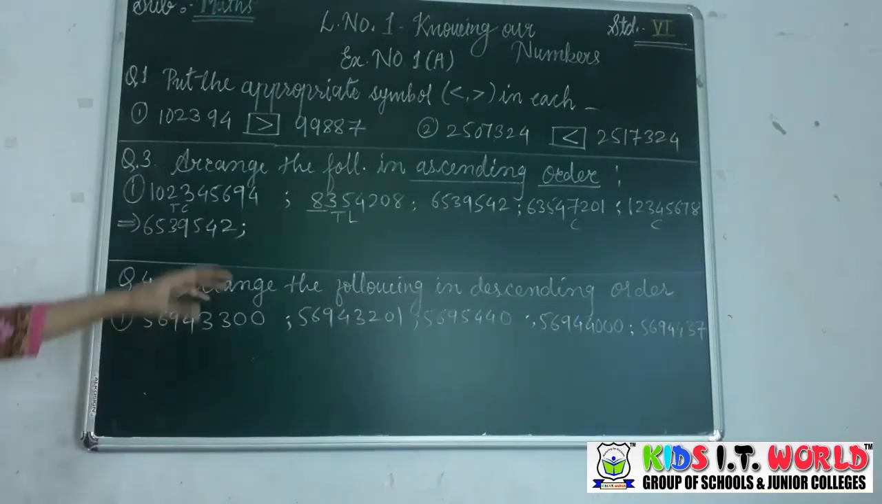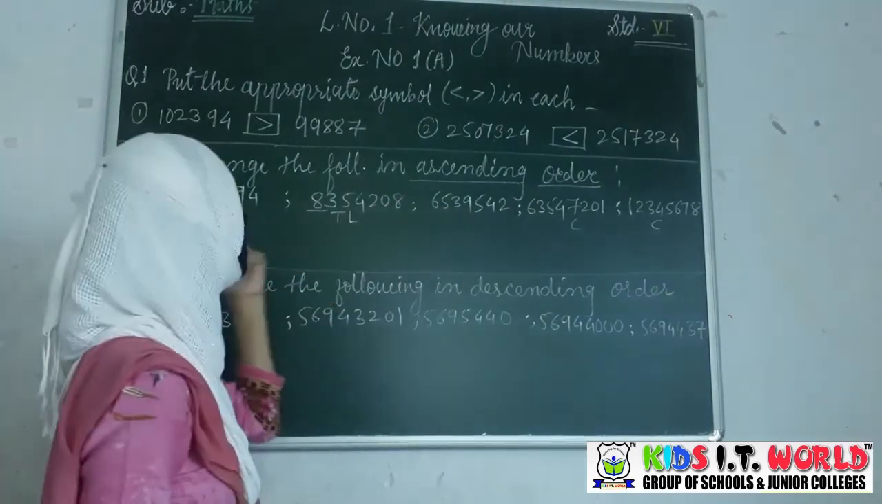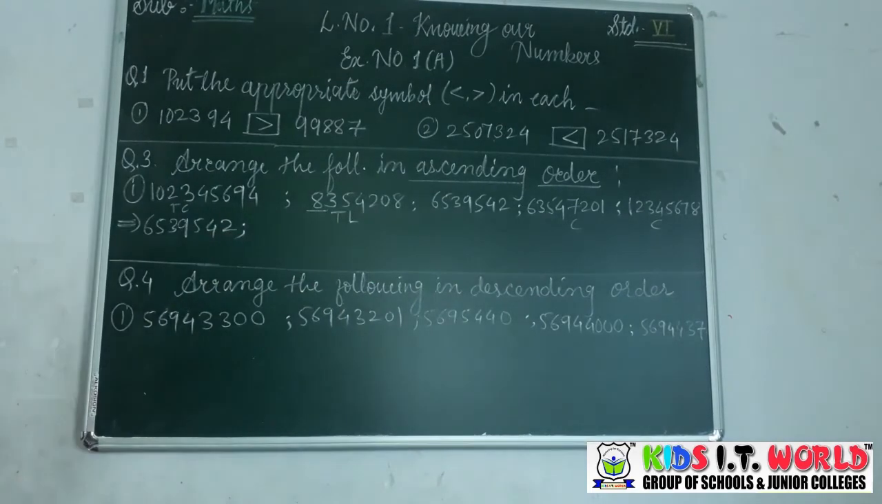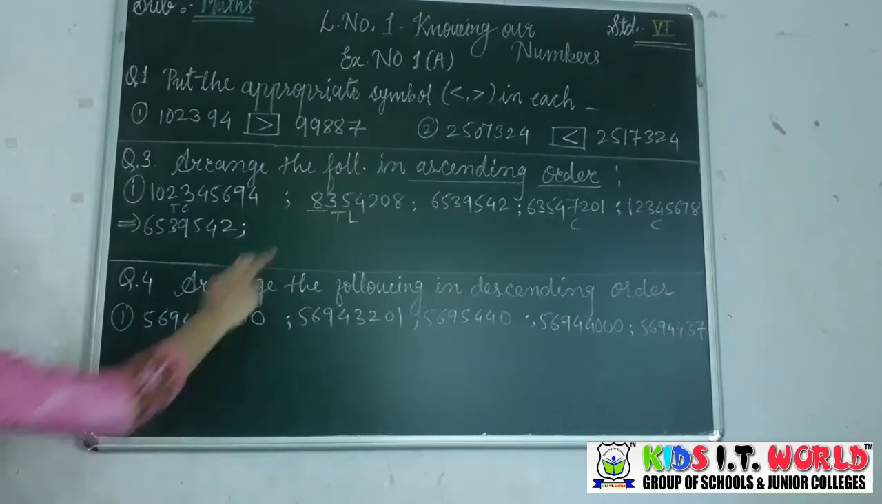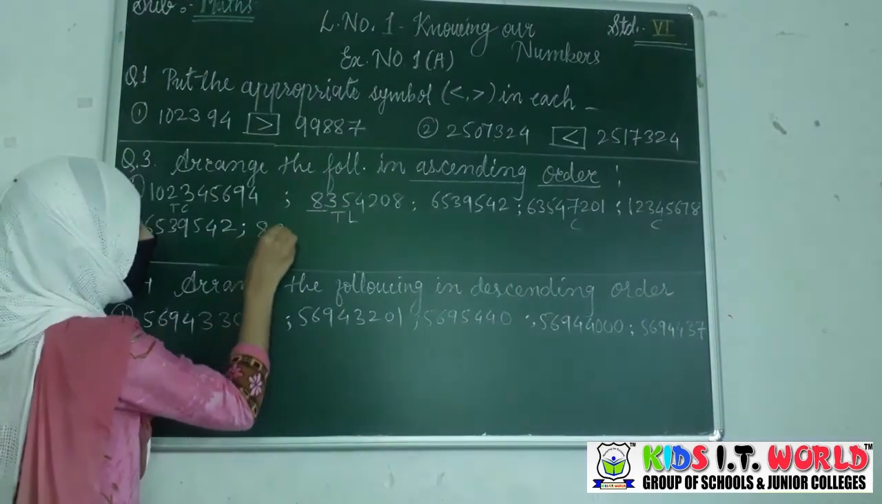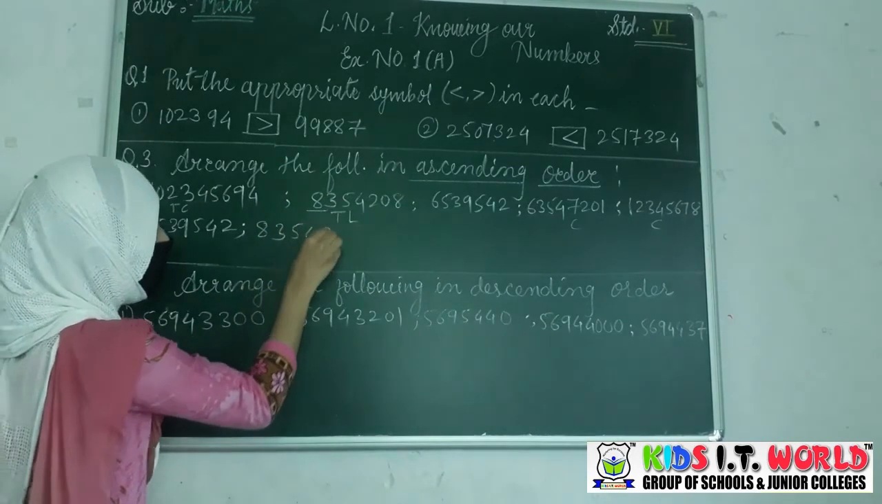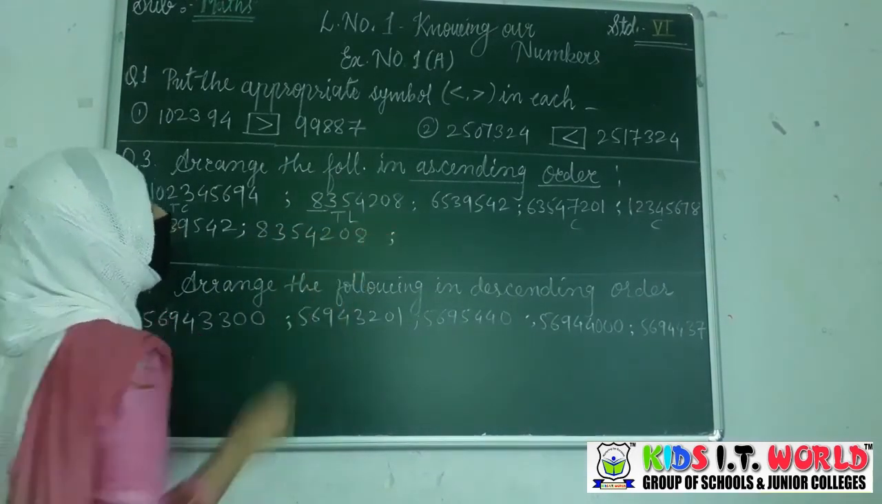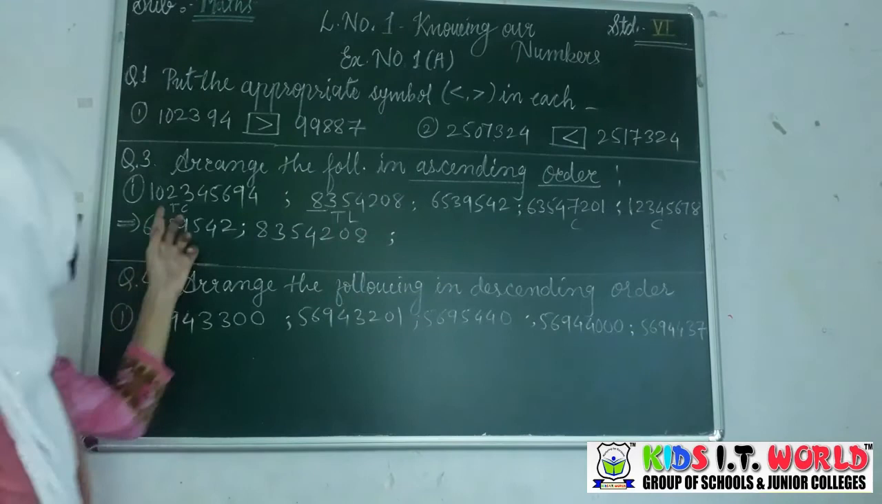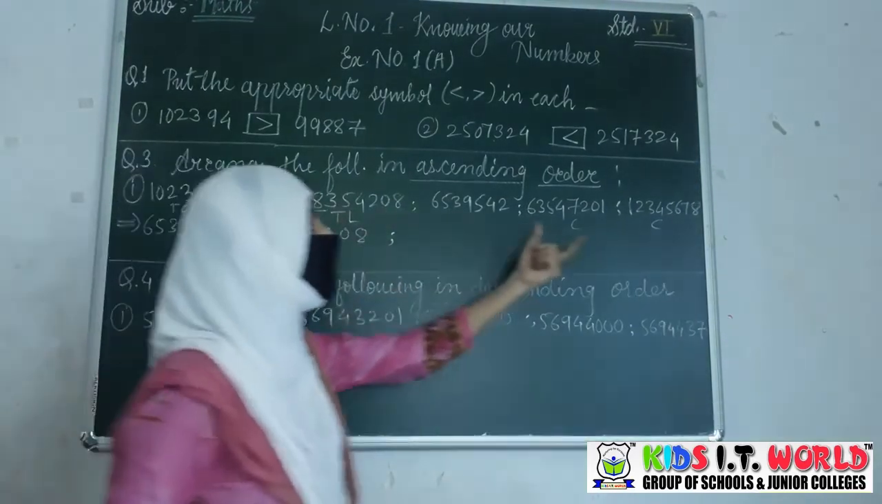Now forget that number. Now see these four numbers. From those 4 numbers, which number is smaller as compared to other numbers? This one. So write it 83 lakh 54,208. Now the next one. This is about 10 crores. So this is greater than these 2 numbers.